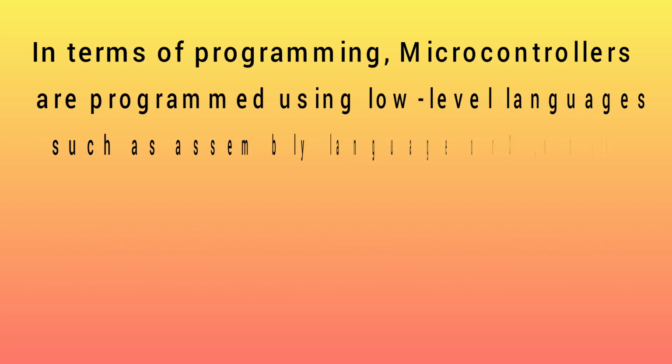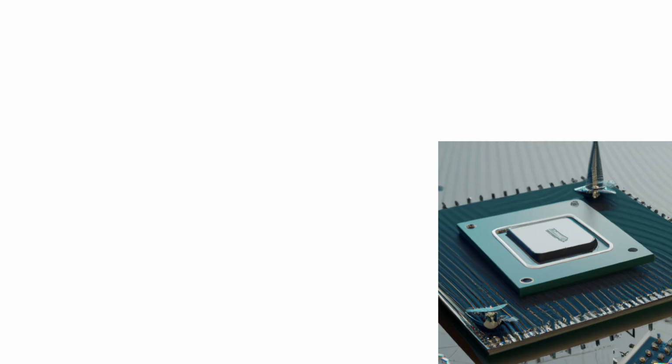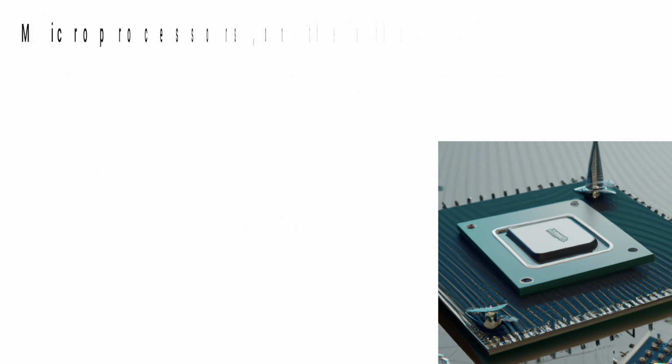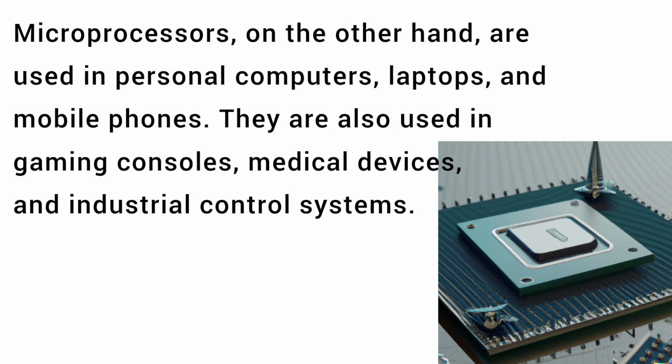Okay, so friends, now let's talk about the applications of microcontrollers and microprocessors. Microcontrollers are commonly used in devices such as washing machines, air conditioners, and home automation systems. They are also used in robotics and automotive systems. Microprocessors, on the other hand, are used in personal computers, laptops, and mobile phones. They are usually used in gaming consoles, medical devices, and industrial control systems.